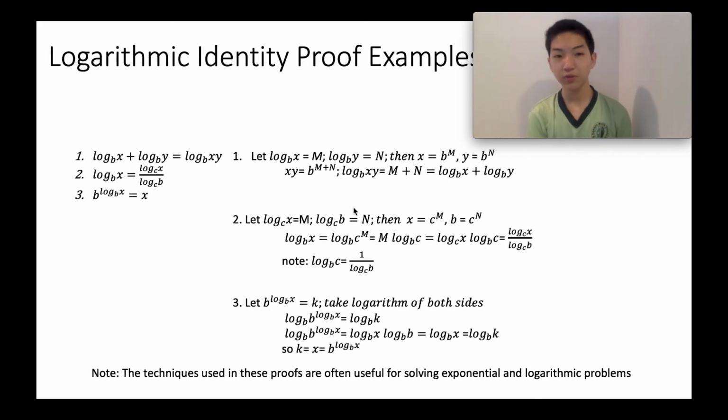So now I'll be going over 3 examples of proofs for the identities. The 3 identities I'll be using will be log base b of x plus log base b of y is equal to log base b of x times y. Log base b of x is equal to log base c of x divided by log base c of b. And b to the log base b of x is equal to x. So the first one, we say let log b of x be equal to m. And then let log b of y be equal to n.